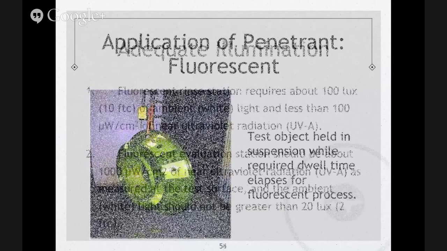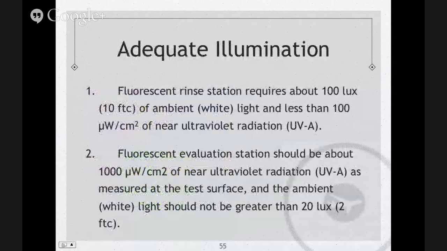Fluorescent rinse stations, right, they require about 10 foot candles of ambient light or 100 lux of white light, and less than 200 microwatts per centimeter squared of near ultraviolet radiation. And this is for fluorescent stations, right? And this is the illumination you want at the rinse station. Right? Why do you want to have ultraviolet light in it? Because you want to make sure that you actually remove the penetrant, that you have a good contrast ratio, and that your background is adequate, right?